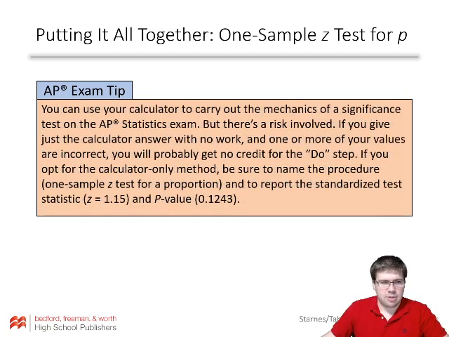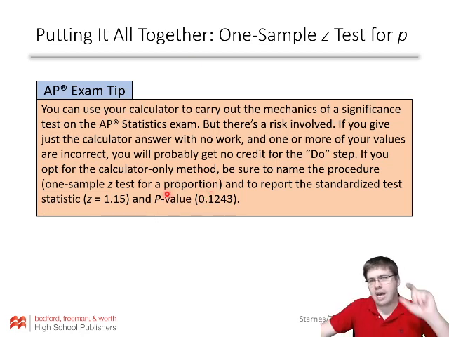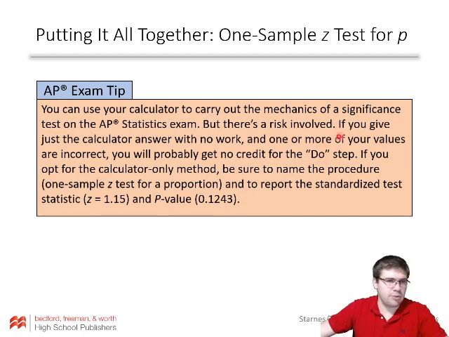Another AP exam tip, you can use your calculator to carry out the mechanics of the significance tests on the AP statistics exam, but there is risk involved, so you don't actually have to write out the formula. I'm going to make you do it for this chapter, just like I did last chapter, but eventually you don't really have to. You can just do the one proportion z-test in your calculator. However, there is risk with that. If you give just your calculator answer with no work, and one or more of your values are incorrect, you will probably get no credit for the do step.